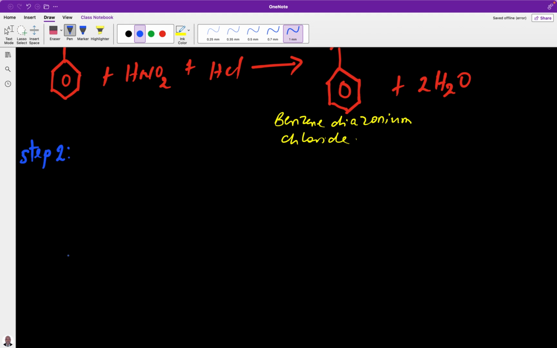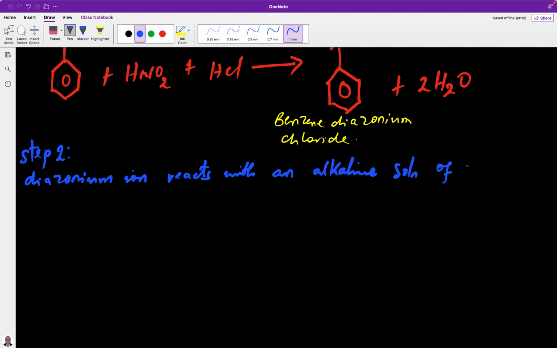Okay. Diazonium ion reacts with an alkaline solution of phenol in a coupling reaction. So this is what we call a coupling reaction.